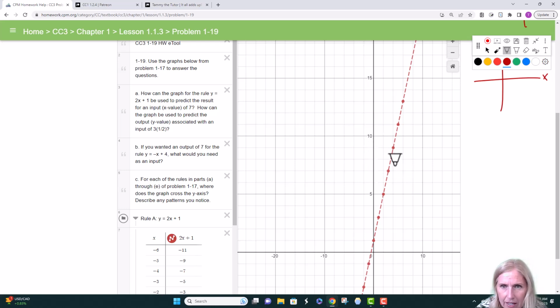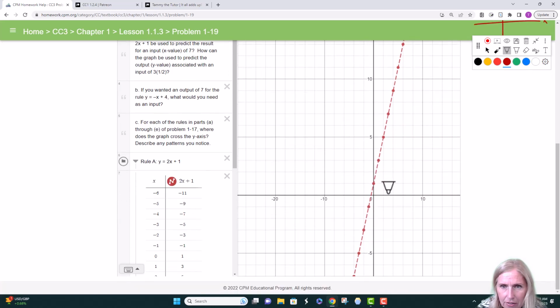So let's go back up to this point right here. And so right here would be your 8. Okay? Again, I found my 3.5 on my X and I went straight to the top until it crossed over. And then that represents an 8.